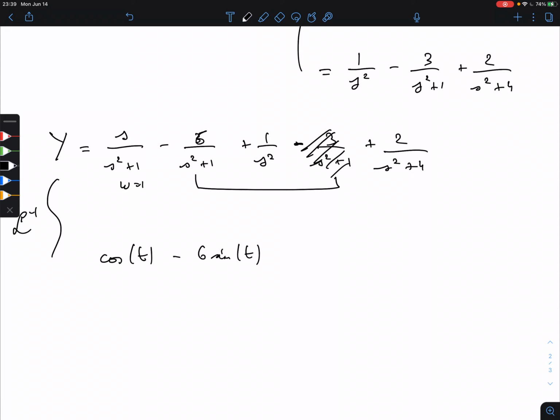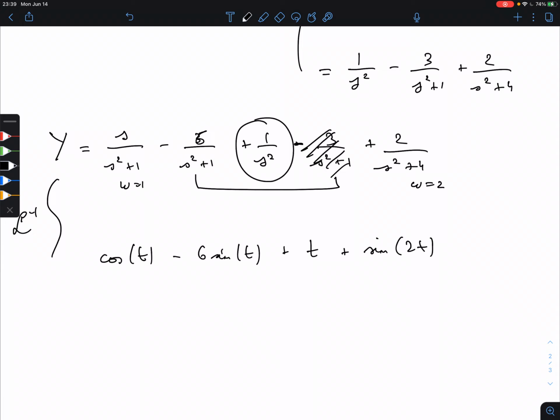Okay. What about this one? Cosine, sine, omega is 0. No, that doesn't make sense. This is different, right? Don't confuse. This is a power of s in the denominator that corresponds to powers of t. And which power? Well, 1 less. There we go. And then the final guy, what is this? Well, now omega is 2 here, right? And this is a sine. So this is just sine 2t. And this is the solution.